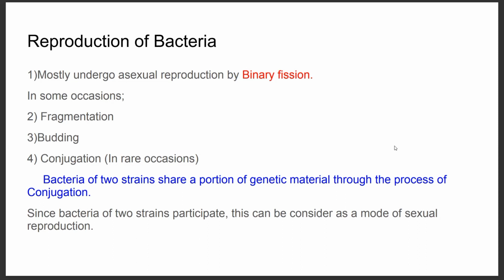And on rare occasions, they undergo something called conjugation. Right? Conjugation means the bacteria of 2 strains. That means 2 types.